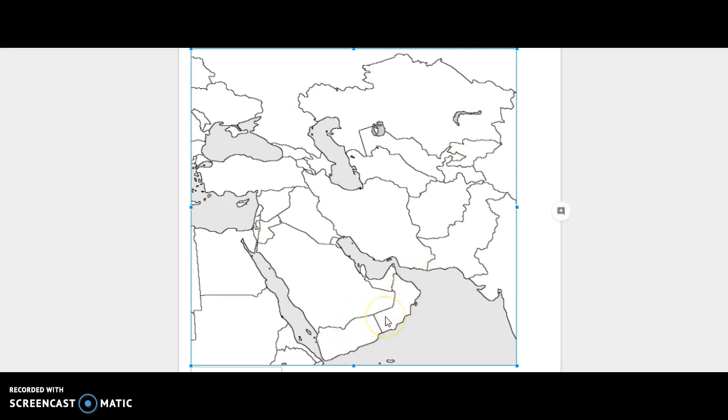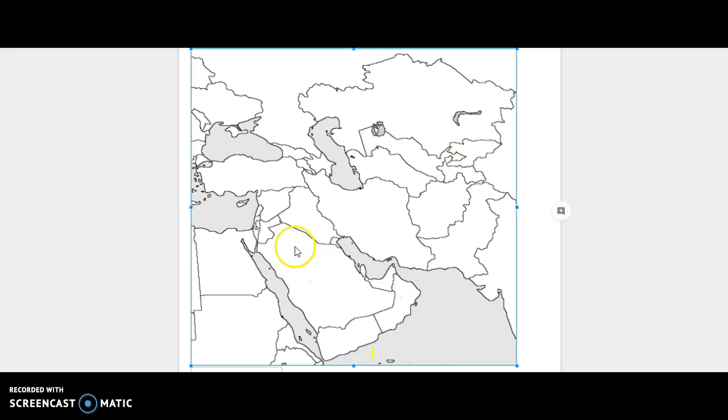So to the left of Oman, we have the country Yemen. North of Yemen, we have Saudi Arabia. To the right of Saudi Arabia, we have the United Arab Emirates, or the UAE. This country here is Qatar, or Qatar, as some people pronounce it. And then this small piece right here is Bahrain. If you want to remember, you can say baby Bahrain because it's so small.